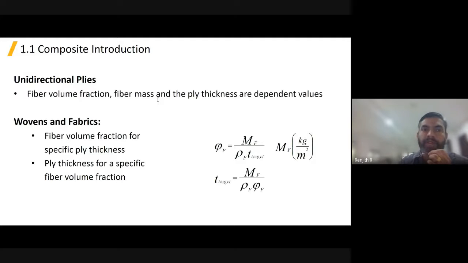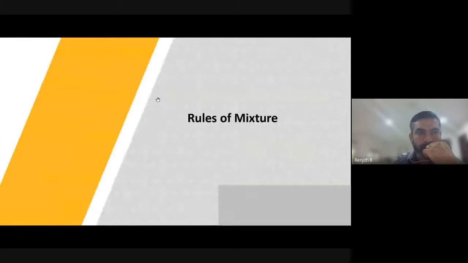the fibers. So for unidirectional plies there will be a different calculation, and for wovens and fabrics there will be a small variation in the calculations. So it actually depends upon the type of orientation.